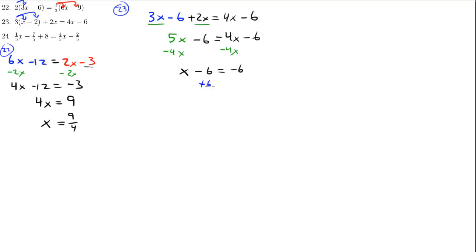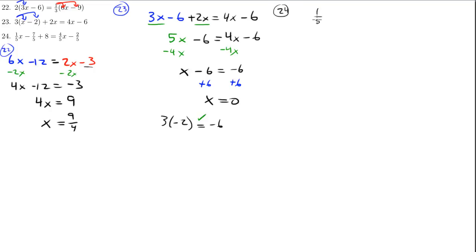Ooh, you know what happens when we add 6 to both sides? We get x is equal to 0. Cool. And that's pretty easy to check, too. 3 times the negative 2 is equal to negative 6. Hey, yeah, look at that. Answer checks out. Last, number 24, with all the fractions.